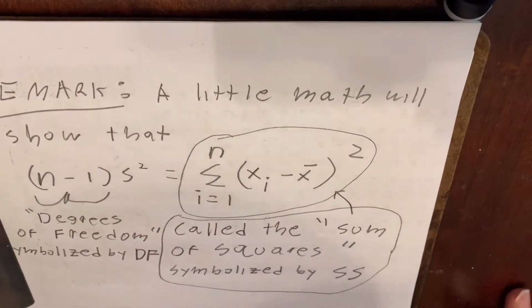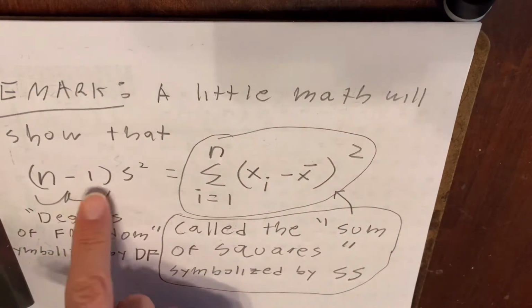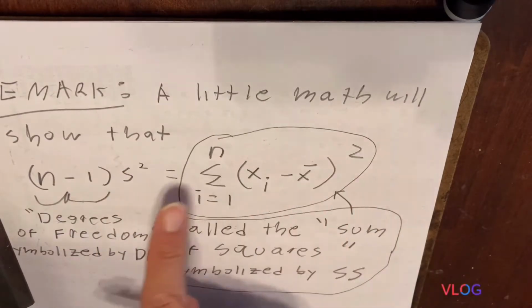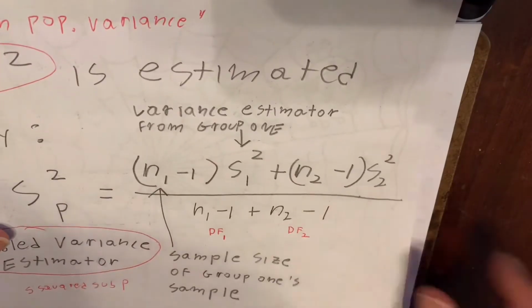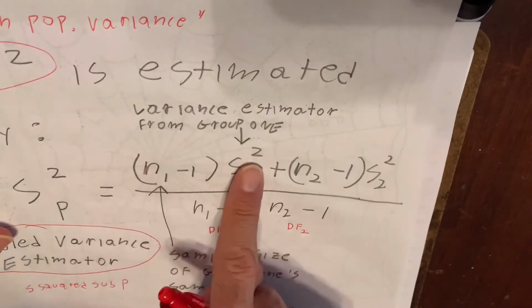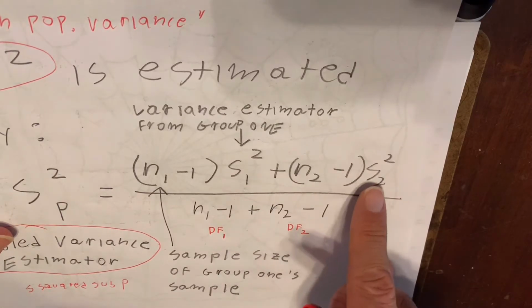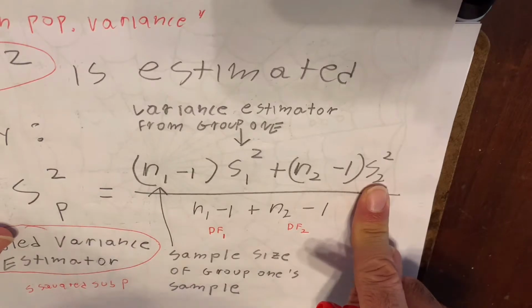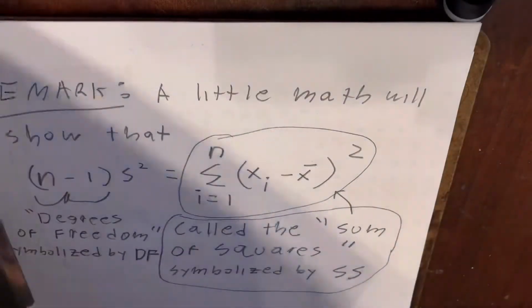Now, when would we actually... Oh, here's a little remark, though, that I do want to get through. In the warm-up exercise, you verified the fact that n minus 1 times s squared gave you the original sum of squares. So that's really important, because what do we have here? Here we have n1 minus 1 times s1 squared. That's the sum of squares from the first group. And here we have n2 minus 1 times the sample variance from the second group. Sum of squares, degrees of freedom. That's how it works.